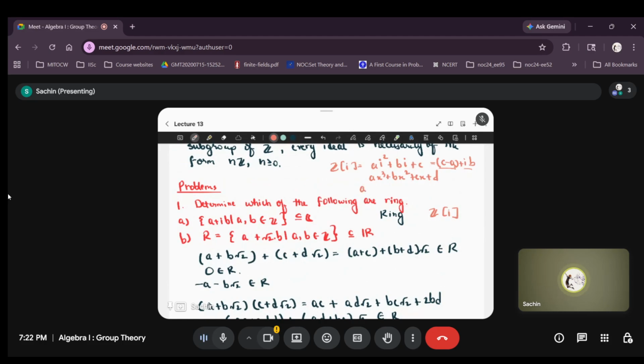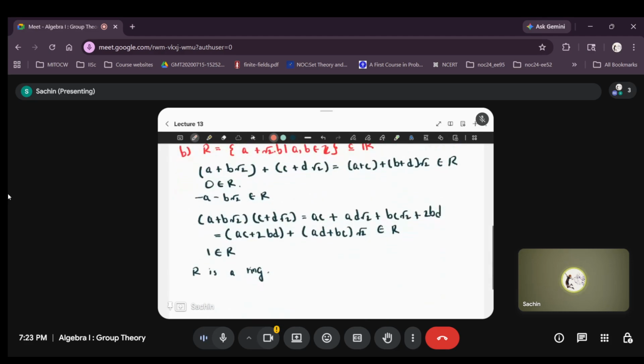Here also, if you had ai cubed, which is simply minus i, and bi squared, which is minus 1, plus ci plus d, this would also be of the form some p plus i times q. So all polynomials in i are simply of the form a plus ib. So that's why the notation is also the same: write it as Z[i]. The same is true here also. We can write this as Z[square root 2].